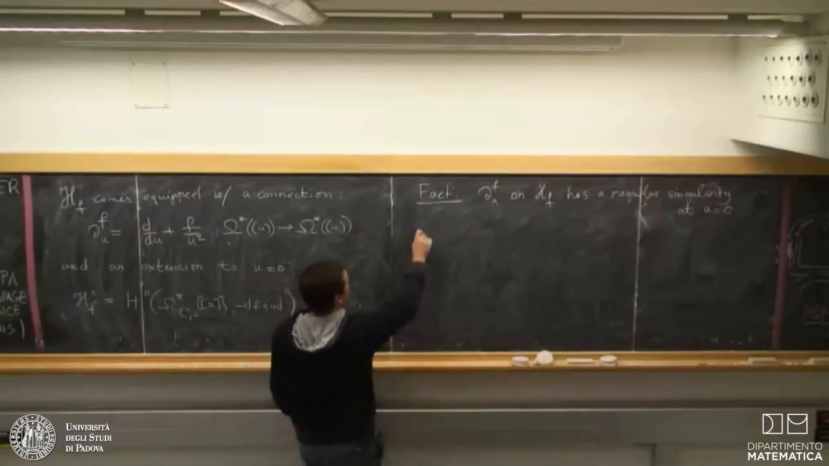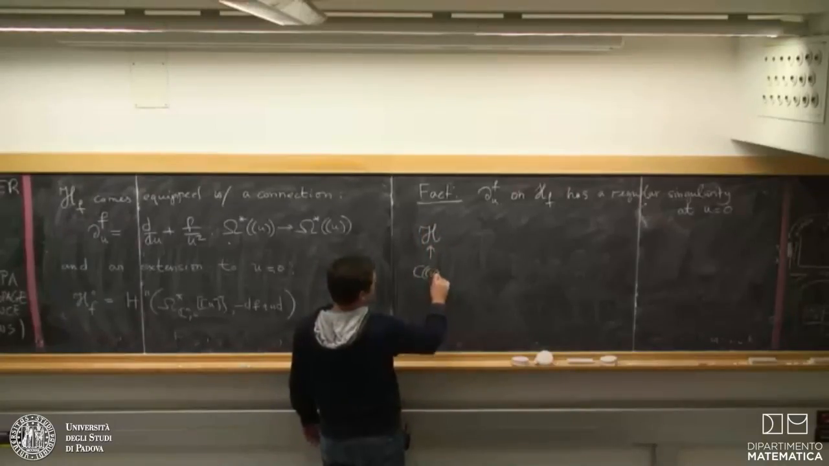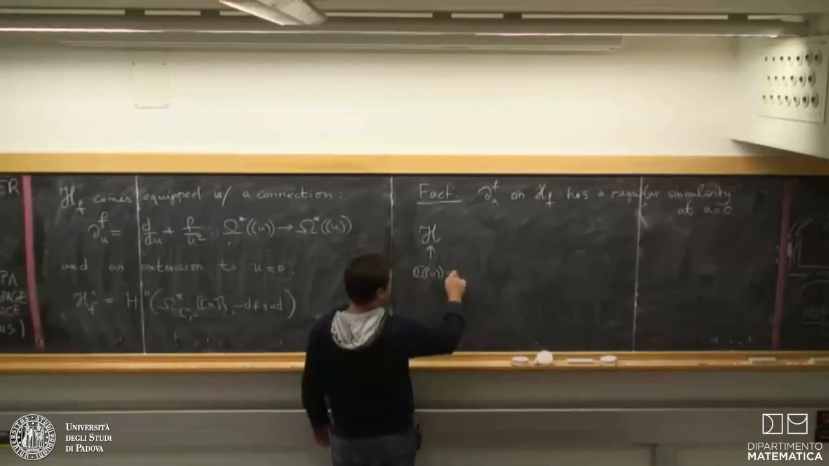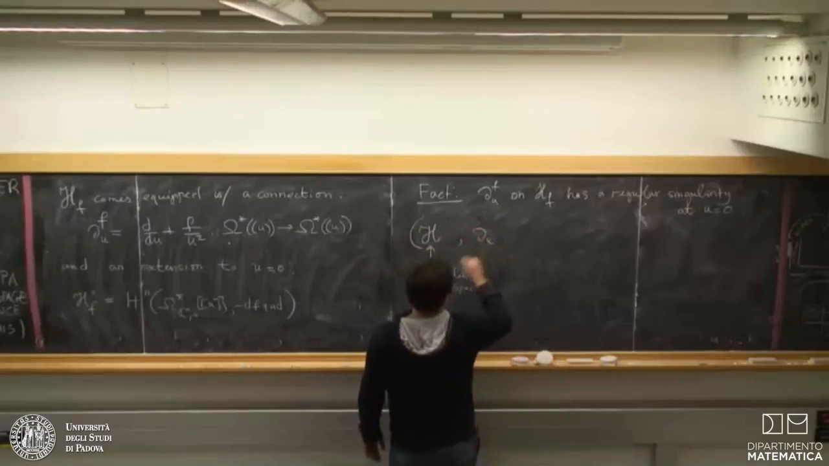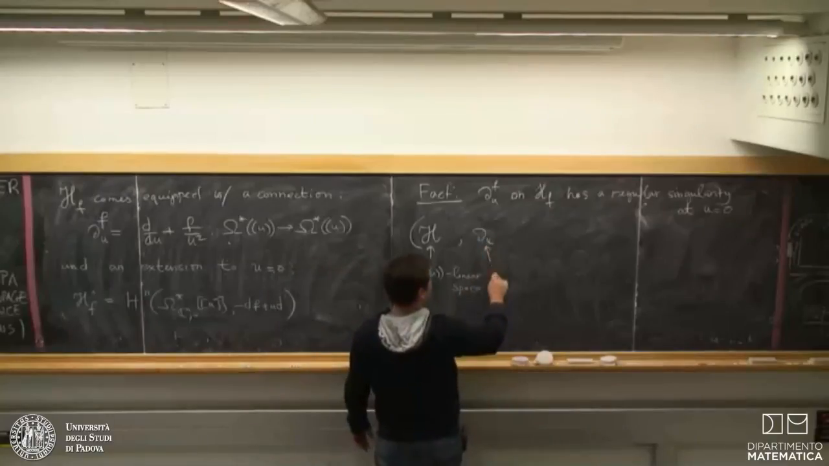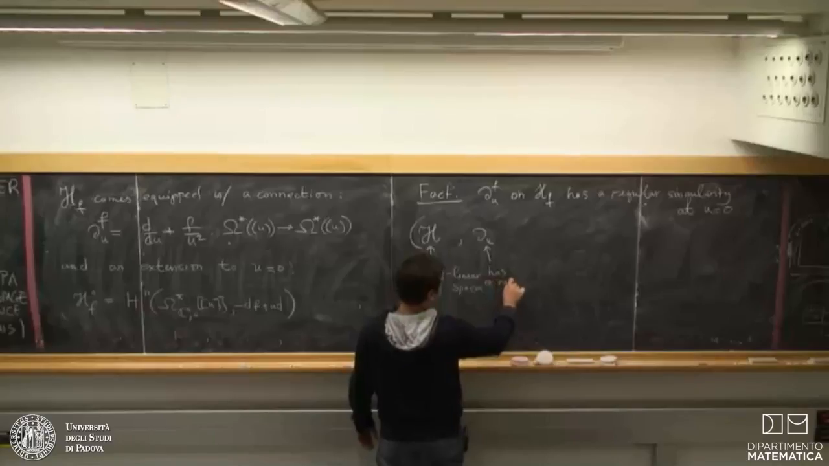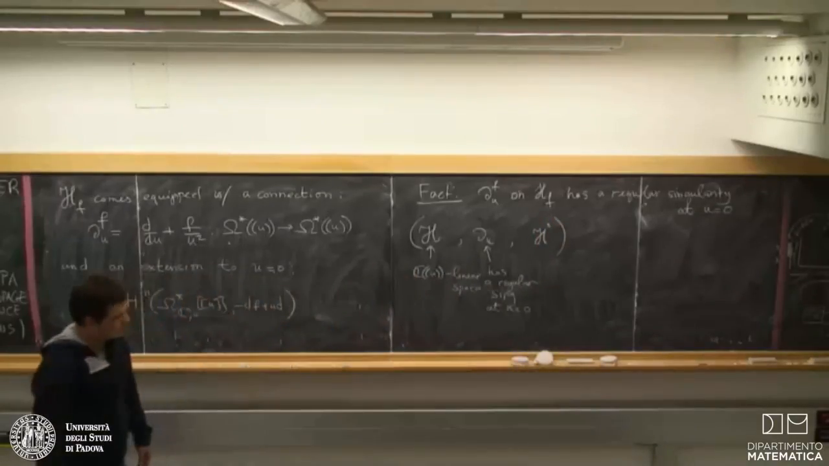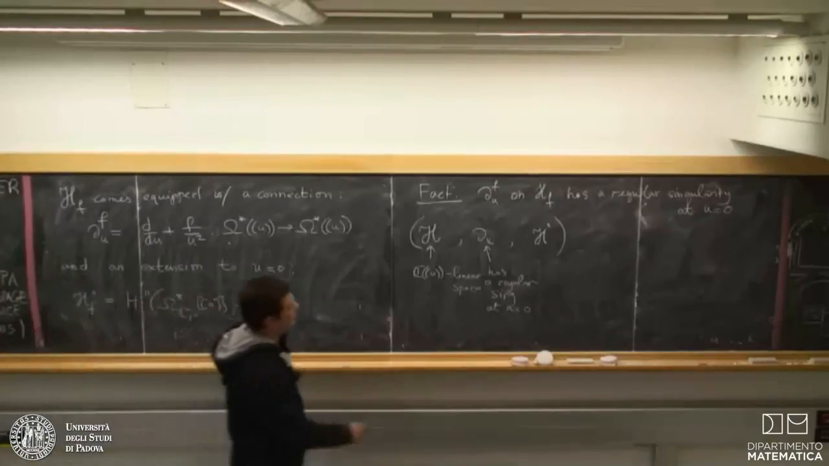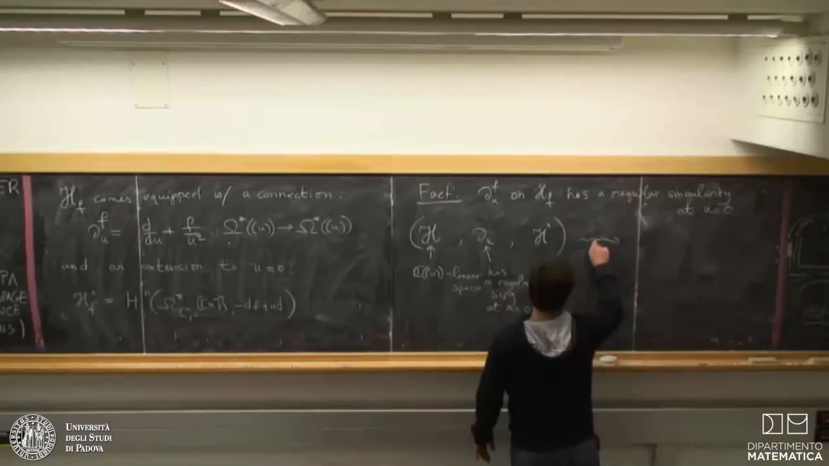So we have a triple: a finite dimensional vector space over this field, a connection on this linear space with a regular singularity at the origin, and we have a lattice. And there is a general theory. Well, I don't know how to title it, the theory of holonomic regular D-modules.